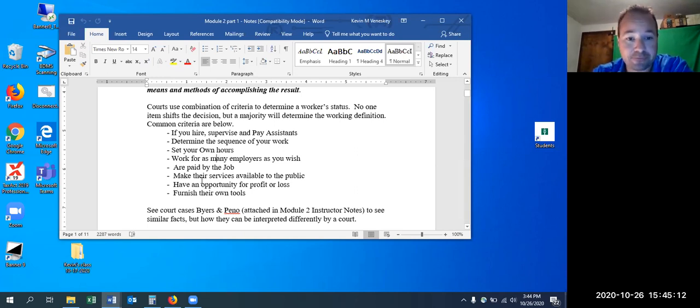A big one for independent contractor is how you're paid. If you're paid by the job, you're more likely to be an independent contractor than if you're paid hourly. You're most likely probably with a company and you're going to be an employee.